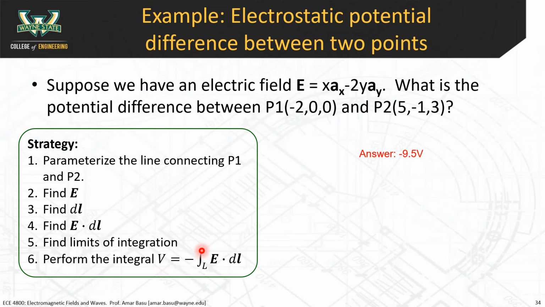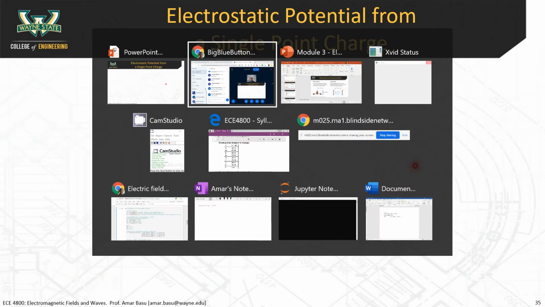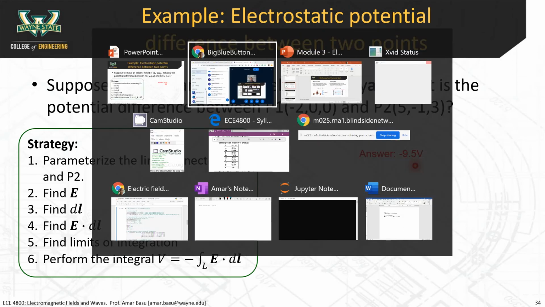All right? So you have to think about this in a step-by-step process. Let's go through this one at a time. The answer is negative 9.5 volts from what I've seen. So let's go through this. Okay, I'm going to go to my OneNote window.